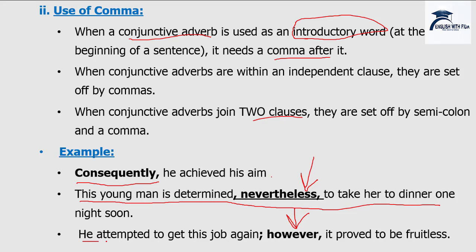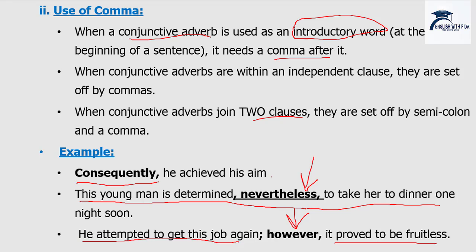Number three: when conjunctive adverbs join two clauses, when the same conjunctive adverb occurs in between two clauses. For example, he attempted to get this job again; one clause finishes, it proved to be difficult, another clause starts. So this conjunctive adverb is between two clauses. You can use a semicolon to the left and a comma to the right. There are three different patterns for punctuating and using conjunctive adverbs. So keep practicing, students, and keep in mind these punctuation differences.